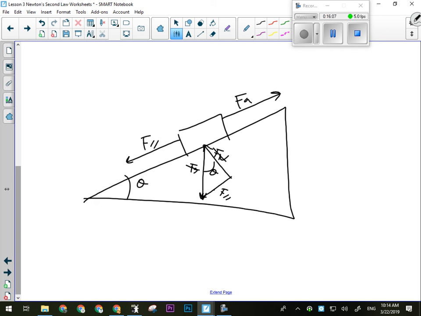Just keep in mind, because a lot of people make this mistake. Once you calculate F parallel, these forces are done. They should not be in your net force calculation. You already found their vector sum when you found F parallel.